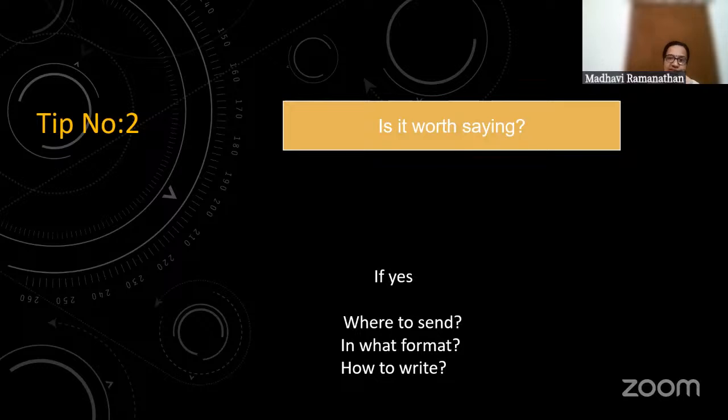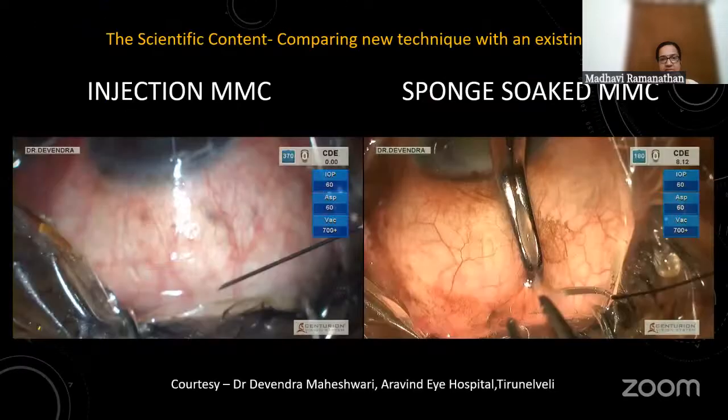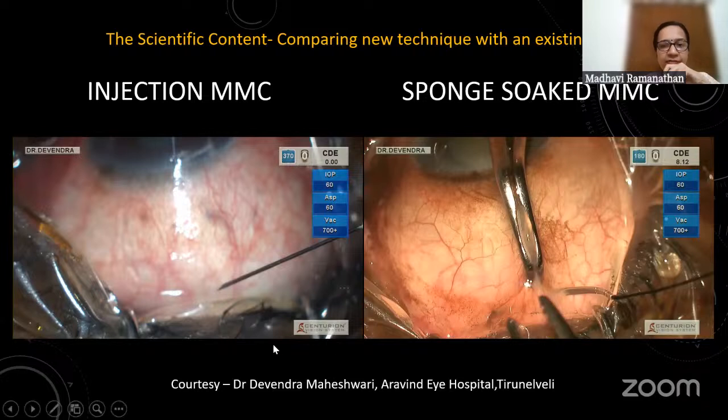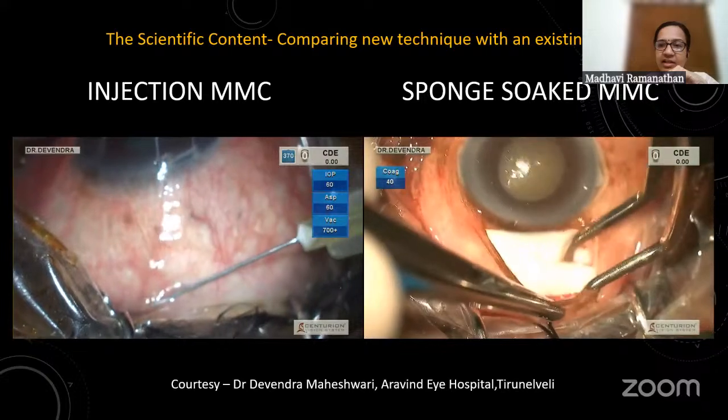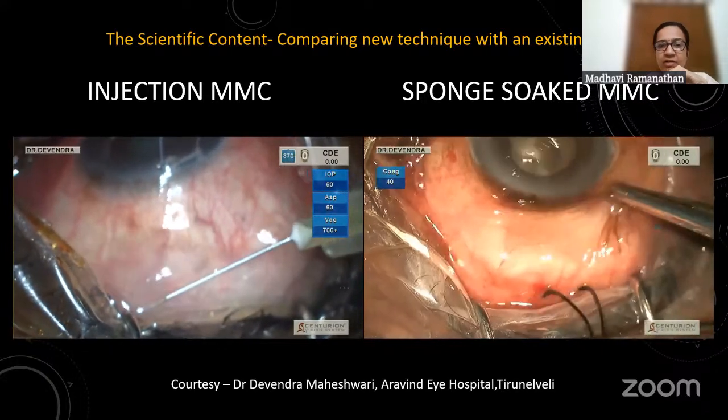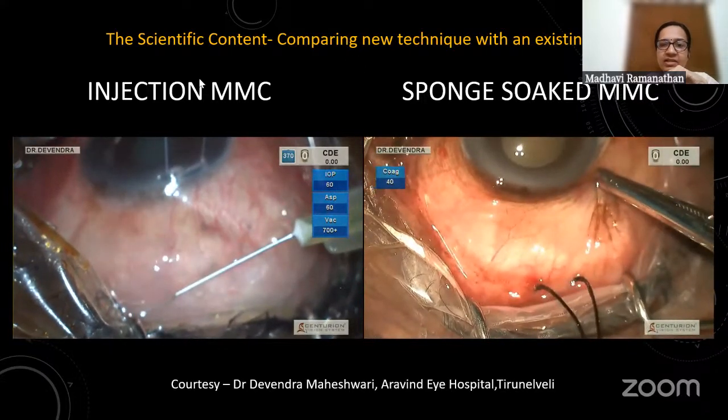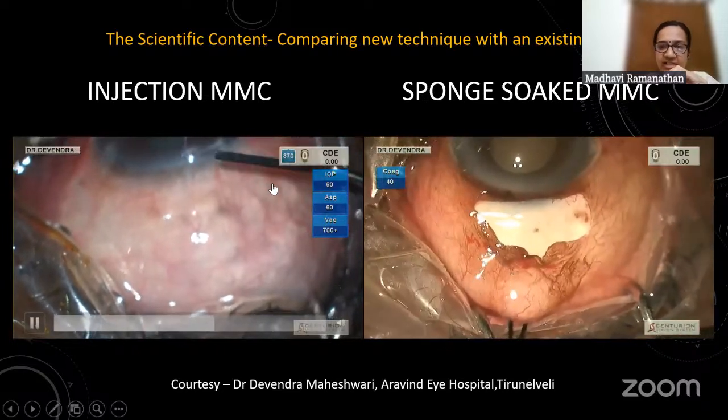So how do you know whether your research question is worth saying? This is where your mentor helps. Let me give some examples. You're having a scientific content. For this example, we started a new technique of injection mitomycin C. What was already existing at that point of time was a standard technique of sponge soak mitomycin C. So now the research question has come, comparing this new technique with an already existing one.